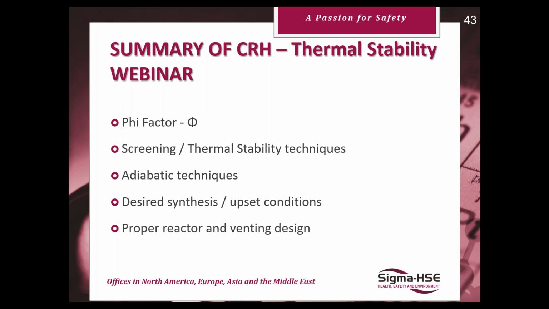And again, key to the testing are the phi factor, the correction factor, the difference between small and large scale, the different screening thermal stability techniques available, adiabatic testing techniques, the differences between considering your desired synthesis and potential upset conditions, and how it all links into proper reactor and vent design.